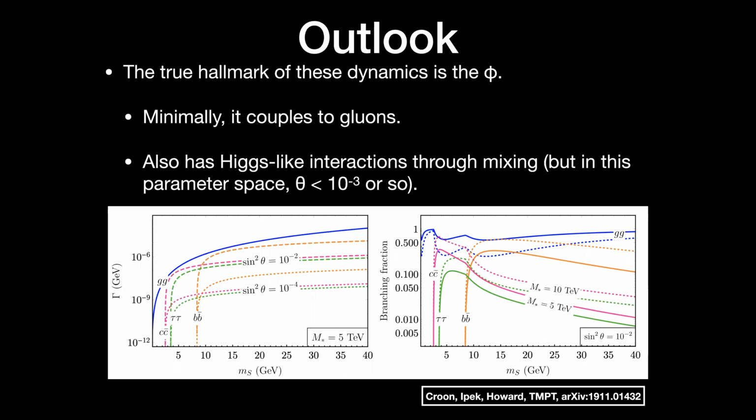But if I do push things a little bit, I can actually get to a point where it also decays to something like BB bar or CC bar about half the time. And it also can decay to tau, maybe some tens of percent of the time.